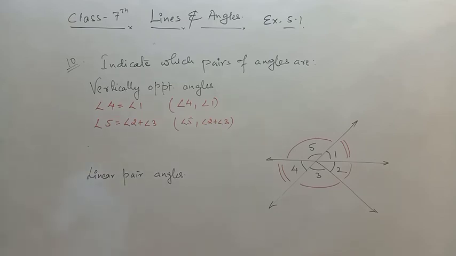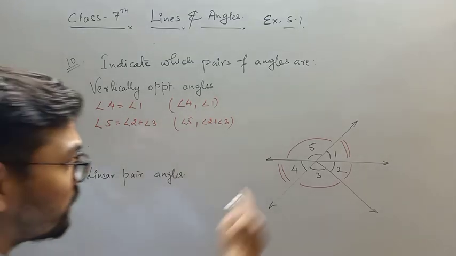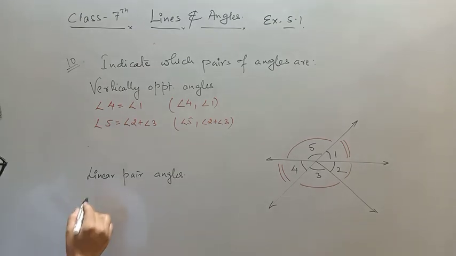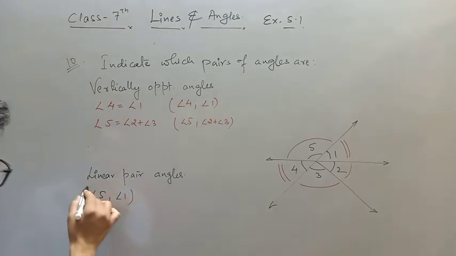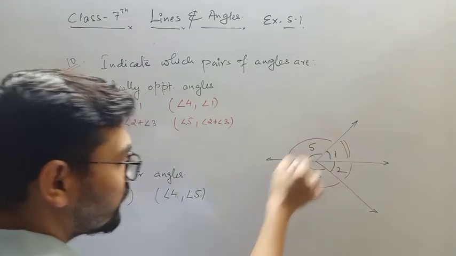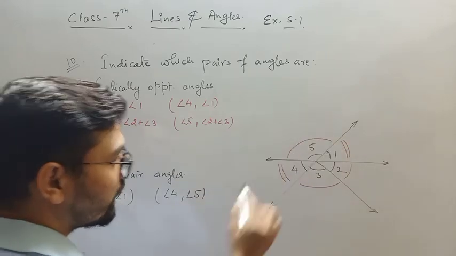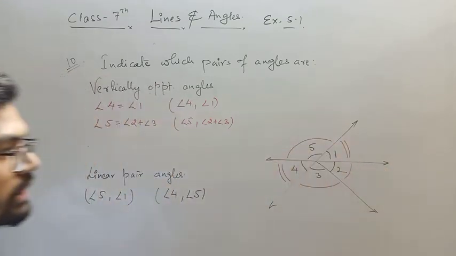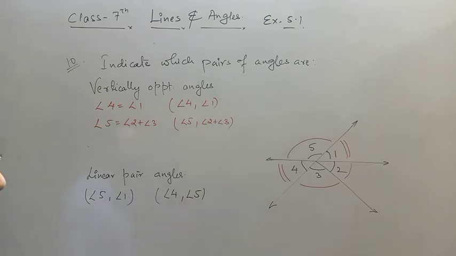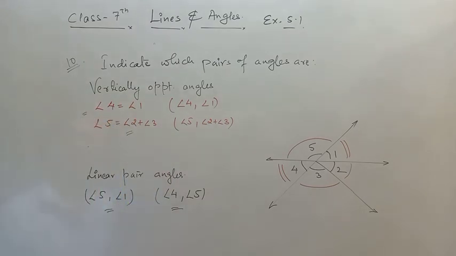Okay. Now next is linear pair angle. So you can write angle 5 and angle 1 forming a linear pair angle. Angle 5 and angle 1, this is the first pair forming the linear pair angle. And the next one is 4 and 5, this angle and this angle. Angle 4 and angle 5 are again forming a linear pair angle. The reason is this is a straight line, this complete angle comes out to be 180 degrees. Like this is a straight line, this complete angle comes out to be 180 degrees. Okay students, so these two pairs are the linear pairs and these two are the vertically opposite angle pairs.